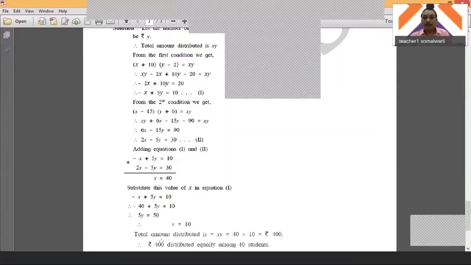So the total amount is the number of students into the original amount given to each student. So 40 into 10, x into y, 40 into 10 is equal to 400. So how many rupees were distributed among the students? Yes, it is rupees 400 distributed equally among 40 students.